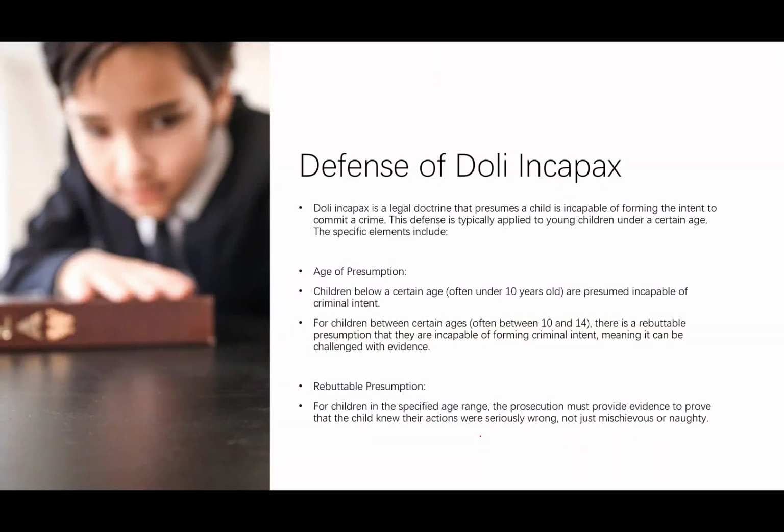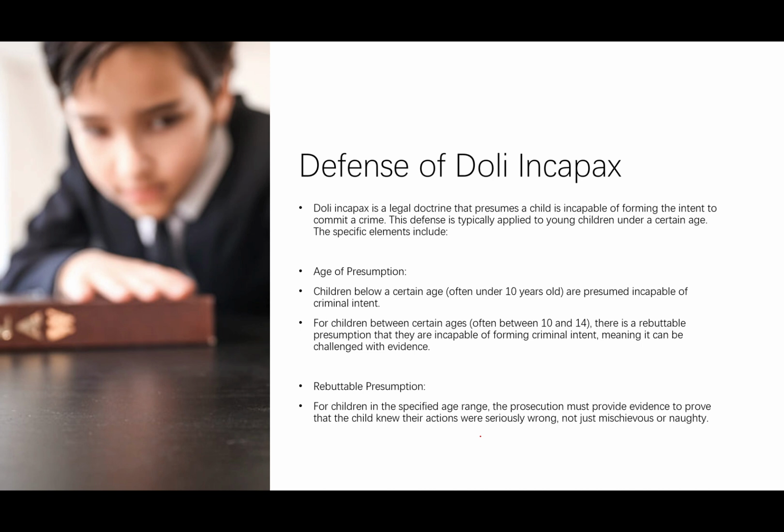So let's look at the defense of infancy now. The defense of doli incapax is here. Doli incapax is a legal doctrine that presumes a child is incapable of forming the intent to commit a crime. The defense is typically applied to young children under a certain age.